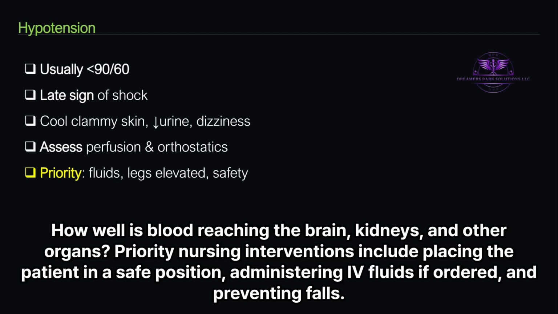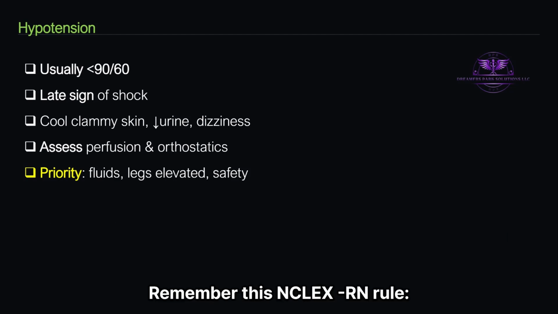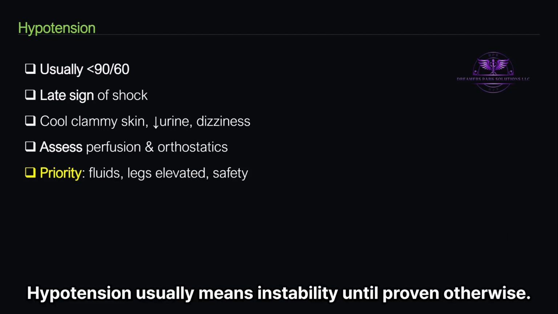Priority nursing interventions include placing the patient in a safe position, administering IV fluids if ordered, and preventing falls. Remember this NCLEX-RN rule: hypotension usually means instability until proven otherwise.